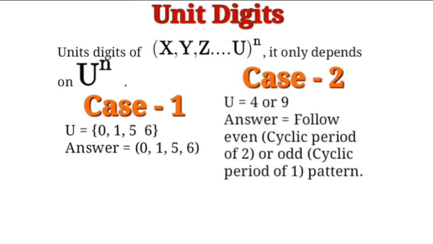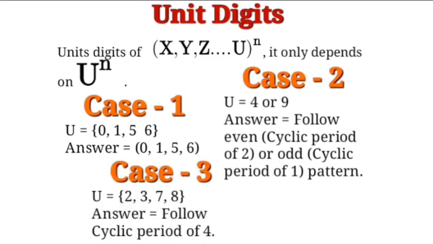In case 2, if u equals 4 or 9, the answer will depend on the even or odd pattern. If it's even, it will have a cyclic period of 2, and if odd, it will have a cyclic period of 1. Case 3, if u is 2, 3, 7 and 8, the answer will follow a cyclic period of 4. Cyclic period means a repetition of the number. So if it has a cyclic period of 4, it means it will repeat the answer with 4 numbers.